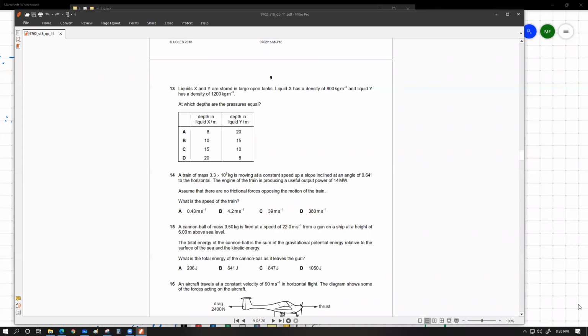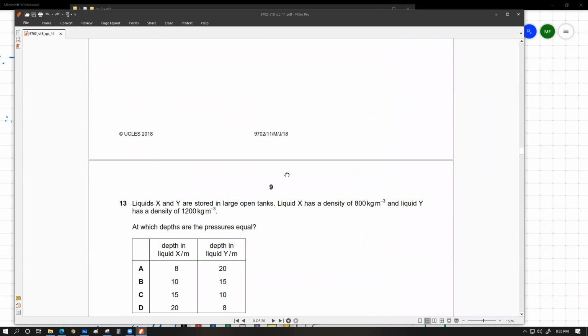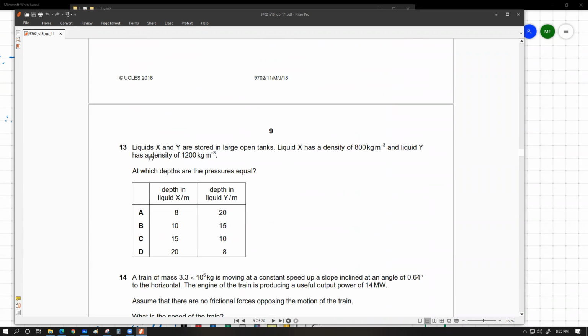Sir, there are questions like this based on pressure or density. Look at question number 13. This type of question typically appears. Liquids X and Y are stored in large open tanks. Liquid X has a density of 800 kg per meter cube. Y has a density of 200 kg per meter cube. At which depths are the pressures equal? So, h rho g, h rho g. You just have to equate those.